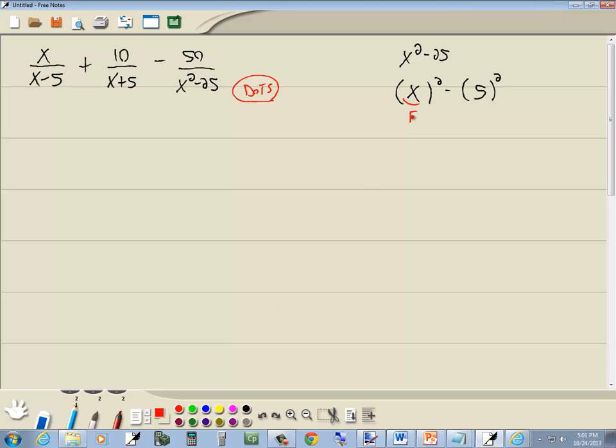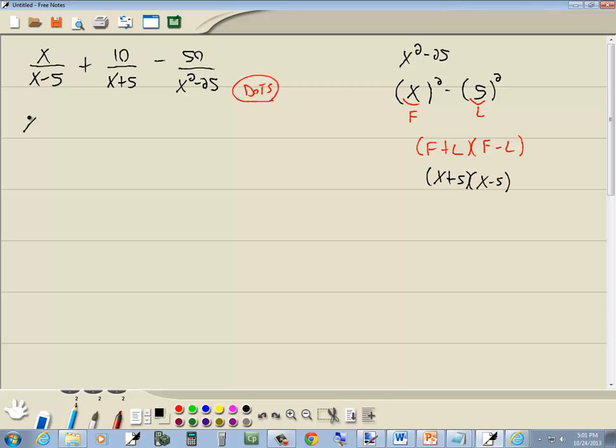Now I'm going to label this as F for what's my first set of parentheses. I'll label this as L for what's my last set of parentheses. Our formula is F plus L times F minus L. So wherever we have an F, we'll plug in x, and everywhere we have an L, we'll plug in 5. So that gives us x plus 5 times x minus 5.